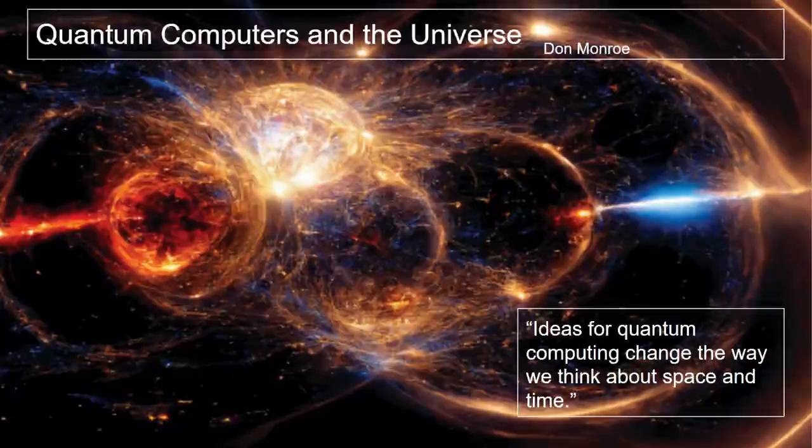Monroe also discusses applications in physics where quantum algorithms can be used to simulate real-world problems that are beyond the reach of traditional computers. One example in the text is where he uses quantum computers to explain the behavior of electrons in a molecule, where he claims that classical computers have no reach when it comes to that topic. I will finish by reading this quote from Monroe. Ideas for quantum computing change the way we think about space and time.